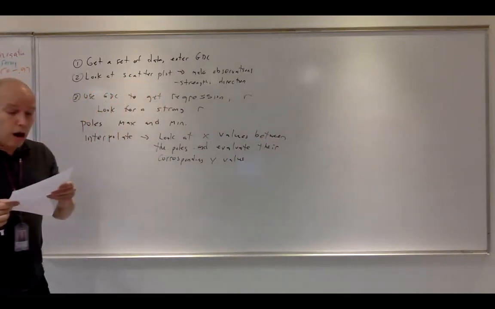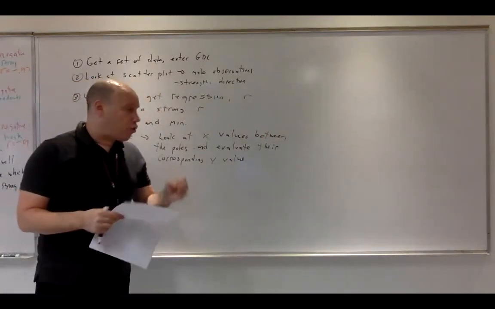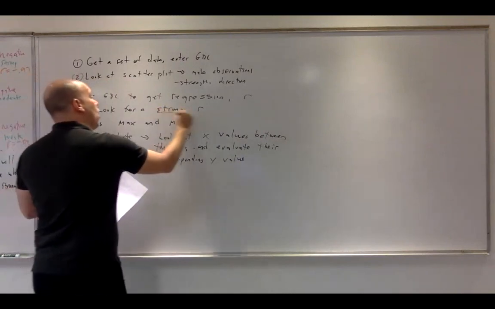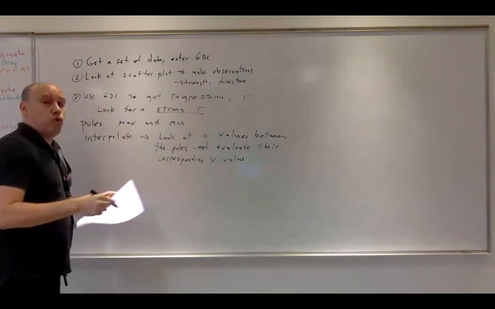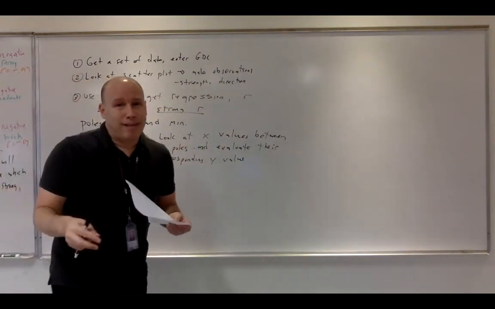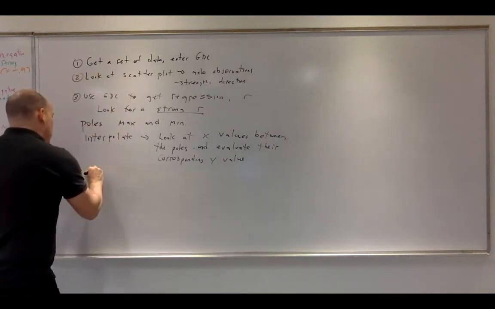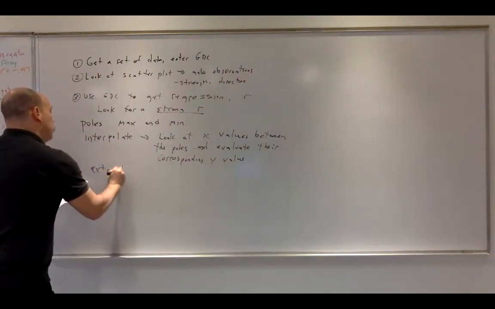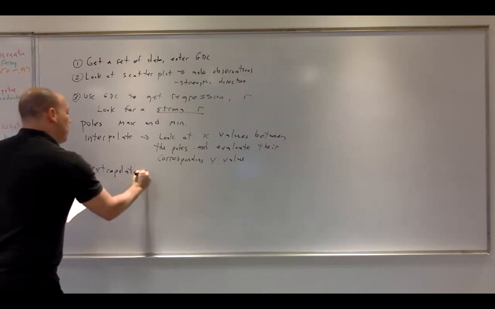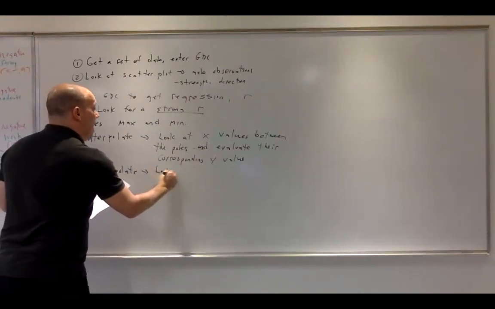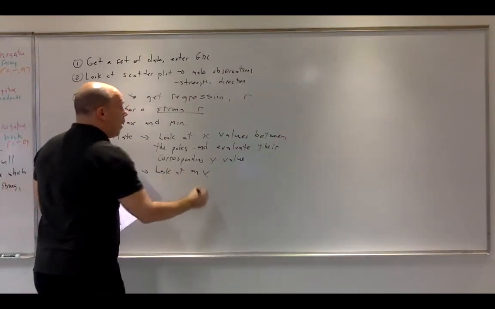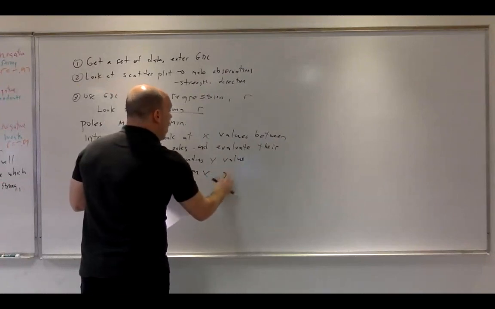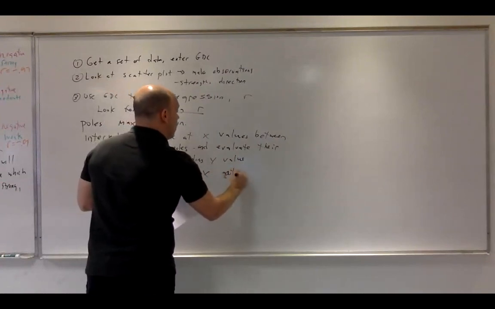Now you might say, okay, if the R is strong, you can interpolate. You also know the word extrapolate. Extrapolating means to look at an X value outside the poles.